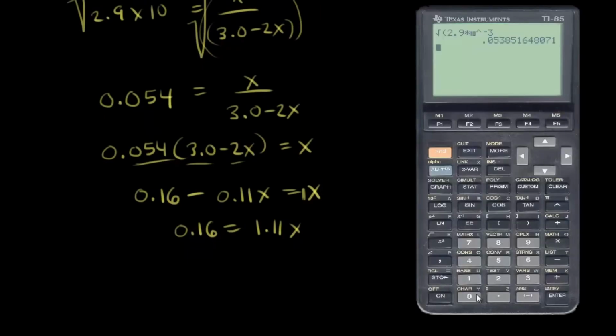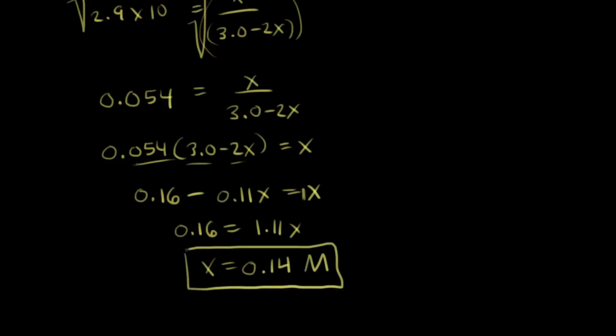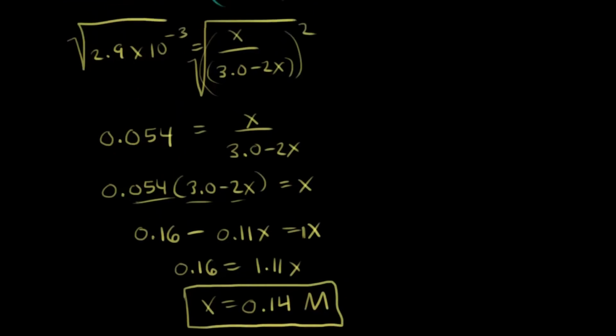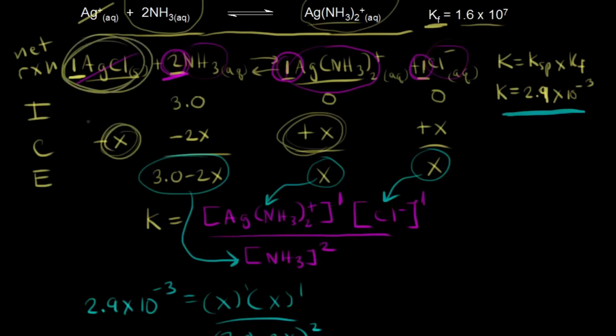Right? So we've done our math here. So we have 0.16. We need to divide that by 1.11, and that is equal to 0.14. So x is equal to 0.14, which is only approximate because of all the rounding that we've done. So this is concentration, right? So this is our molar solubility. If we go back up here, x equal to 0.14 molar, right? So that's our concentration of complex ion in solution at equilibrium. That's our molar solubility of silver chloride, right?